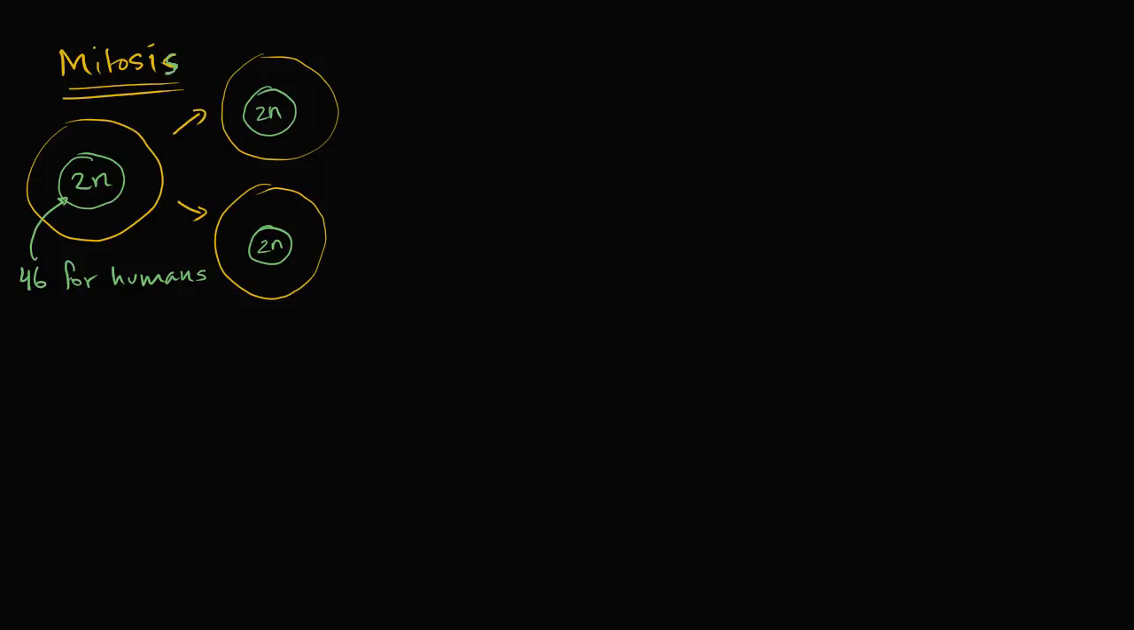Now, what happens in meiosis? I'll do that over here. In meiosis, something slightly different happens, and it happens in two phases. So you will start with a cell that has a diploid number of chromosomes. And in its interphase, it also replicates its DNA. And then it goes through something called meiosis 1.